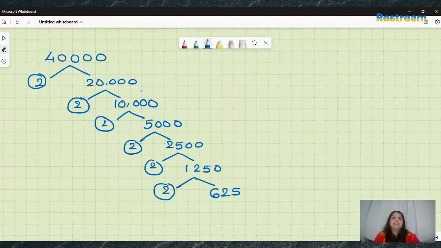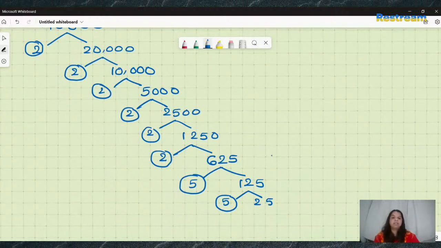So this number is definitely not divisible by 2. It is divisible by 5. So I'm going to take this and say it is divisible by 5. Then it is 125. Then 125 is 5 into 25. And our last branch is 5 times 5.